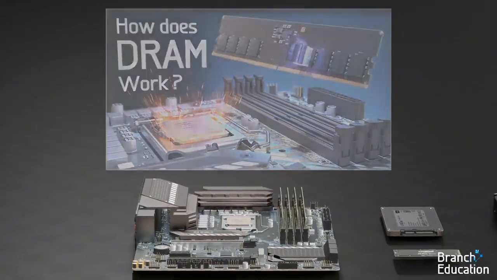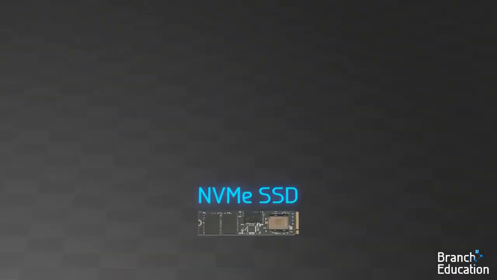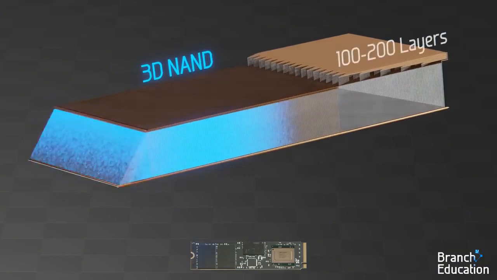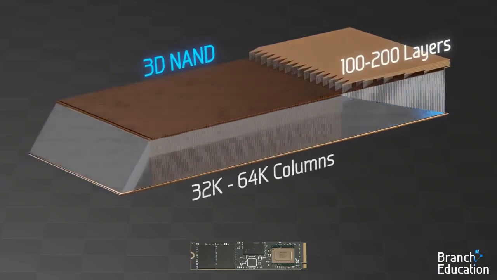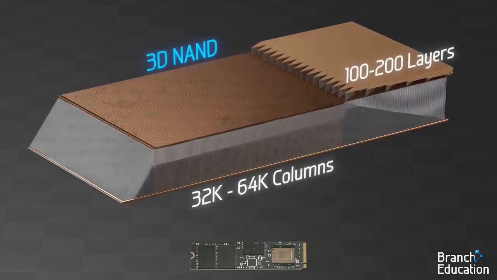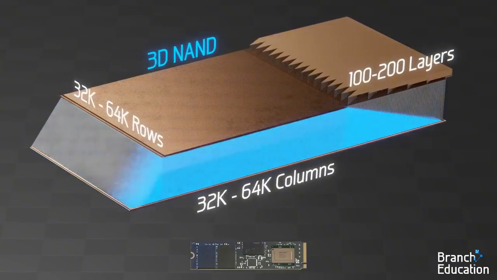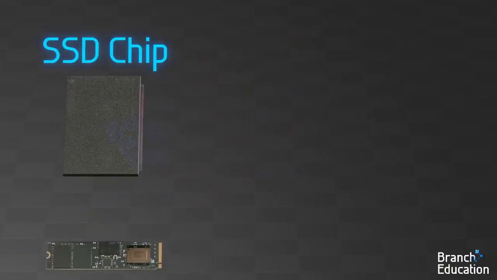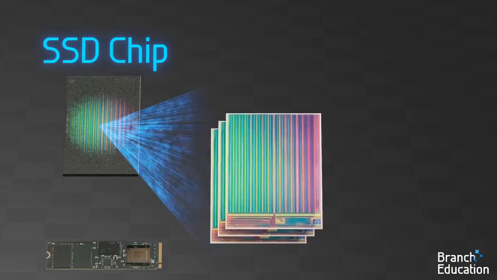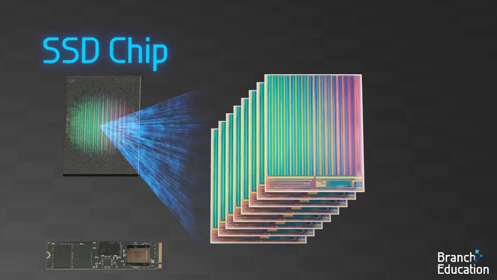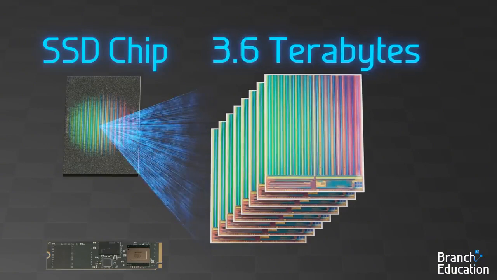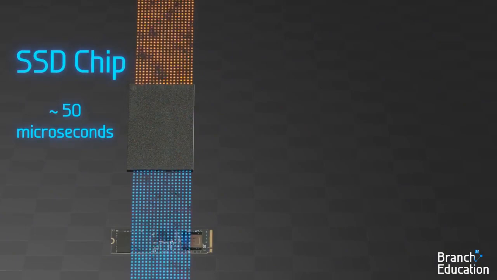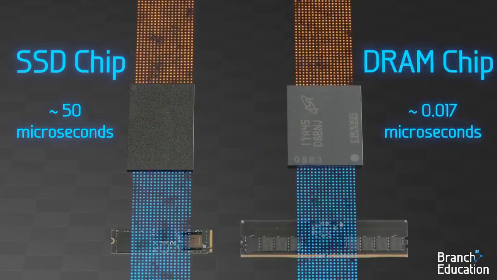But for now, let's move on to SSDs, which permanently store data in 3D arrays called 3D NAND. This array is 100 to 200 layers tall, 32 to 64,000 columns wide, and 32 to 64,000 rows deep. Additionally, within a single SSD chip such as this one, are multiple 3D NAND arrays stacked one on top of the other. As a result, a single microchip can store terabytes of data. However, reading or writing data takes 50 or so microseconds, which is 3,000 times slower than DRAM.